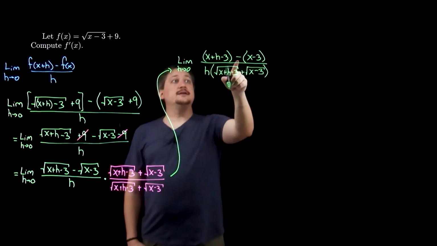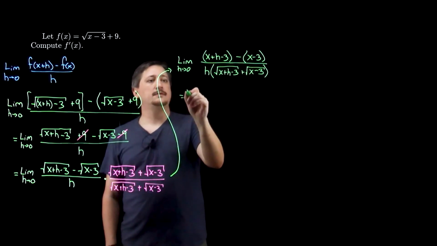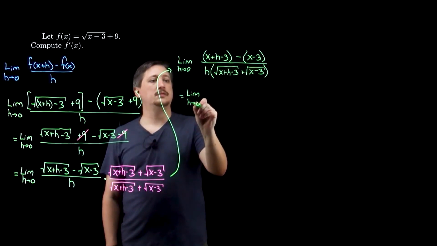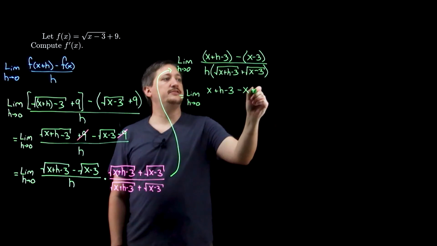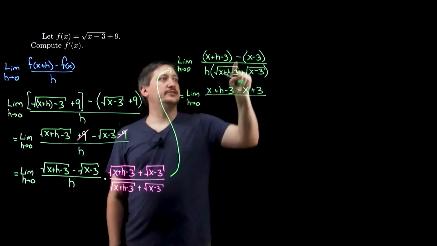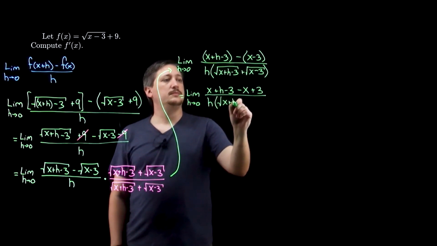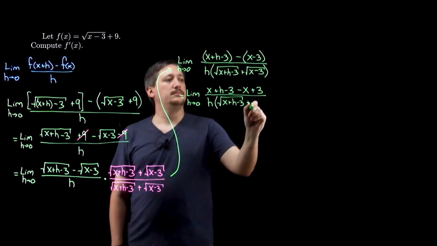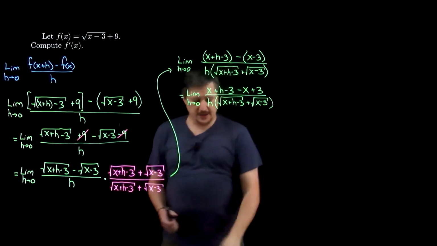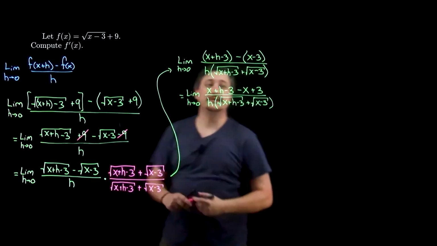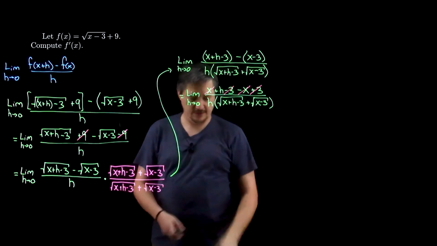But now I can, again, sort of expand, which in my case means I'm going to be expanding this negative. So I'm going to have x plus h minus 3 minus x plus 3 all over, right? So that was distributing the negative. Bottom stays the same. But now again, after sort of expanding these out, I'm going to notice the plus 3 and the minus 3 cancel, and the minus x and the plus x cancel.